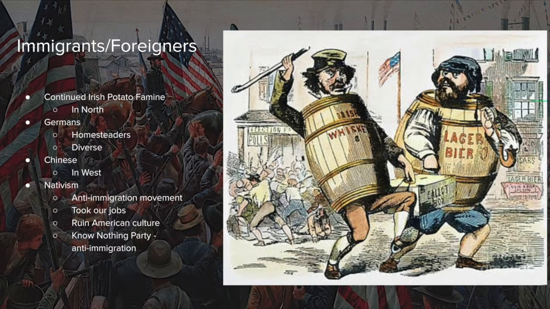We also have Chinese immigration in the West starting to kick off with the building of those railroads. Chinese labor will be very sought after. We'll cover that in the next unit as well. The Chinese are going to start moving west. And all these new immigrants are going to lead to nativism.